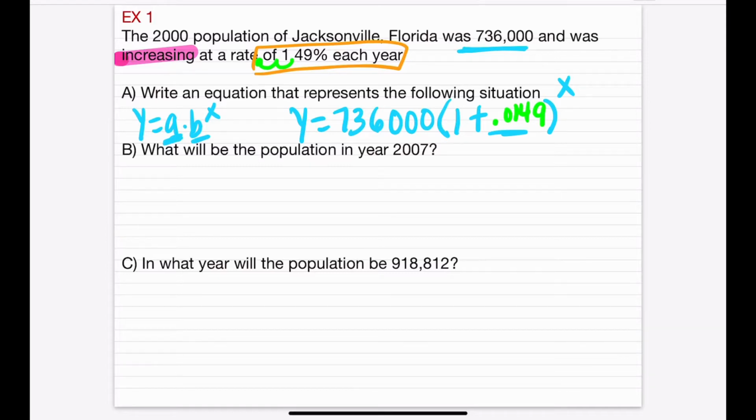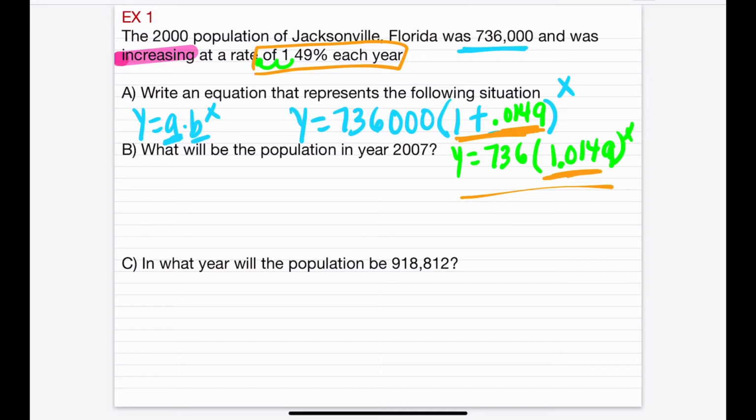You could go one step further and add inside the parenthesis, and you will get y equals 736,000 times 1.0149 to the power of x. But either one is acceptable. So with this format, the growth factor is 1.0149, but with the other format, you're able to see the rate, which is 0.0149. So either equation is acceptable.